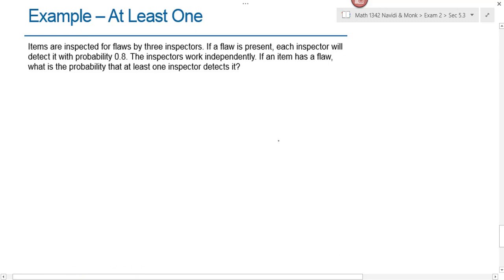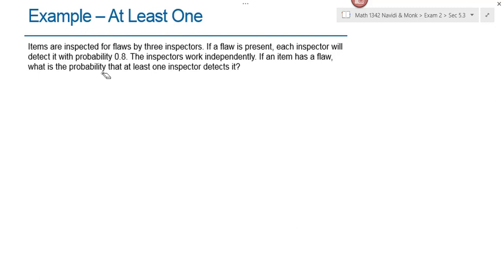In this example, we're told that items are inspected for flaws by 3 inspectors. If a flaw is present, each inspector will detect it with a probability of 0.8. So the probability that they detect the flaw is 0.8. What's the probability that they don't detect the flaw? 0.2, because you've only got 2 choices. You detect it or you don't. If the probability of detecting it is 0.8, the probability of not detecting it, or making a bad call, is 0.2.